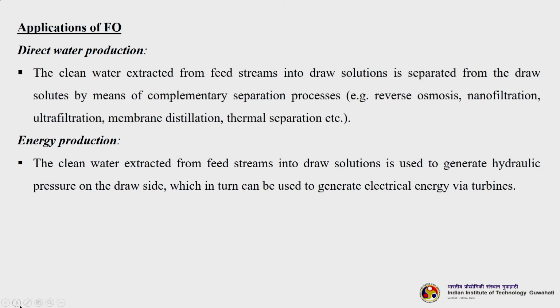Then the next application is direct water production. Clean water extracted from feed streams into draw solutions is separated from the draw solutes by means of complementary separation processes, for example reverse osmosis, nanofiltration, ultrafiltration, membrane distillation, as well as thermal separations. It can also be used for energy production. Clean water extracted from feed streams into the draw solution is used to generate hydraulic pressure on the draw side, which in turn can be used to generate electrical energy via turbines.